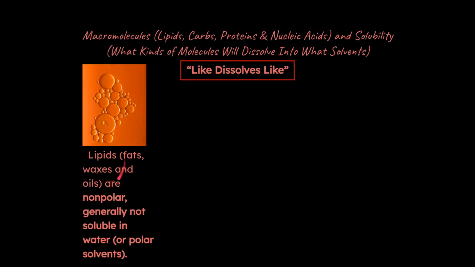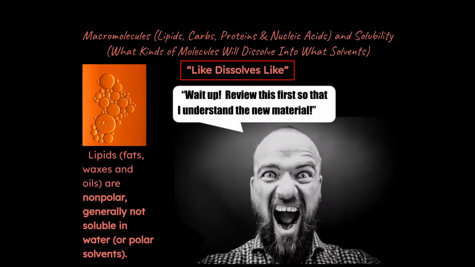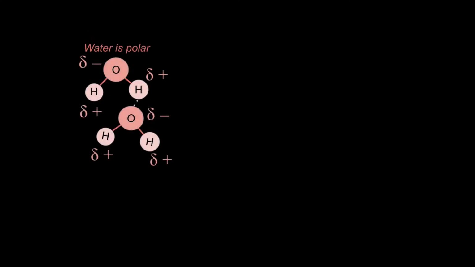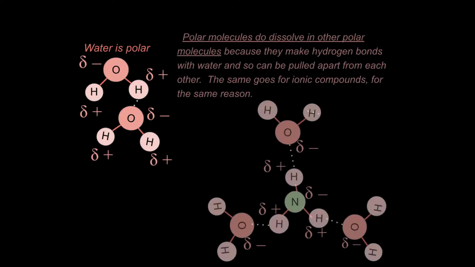First of all, we do need to talk about these macromolecules. The very first one to talk about in terms of a category of macromolecules are called lipids. So lipids are fats, waxes, and oils. They are nonpolar, generally not soluble in water or polar solvents. So hold on, wait a sec. You may not remember exactly what I'm talking about. So let's do a quick overview and review of some of the material that we have talked about in the past. I will also put a link up to my previous screencast on polar molecules.